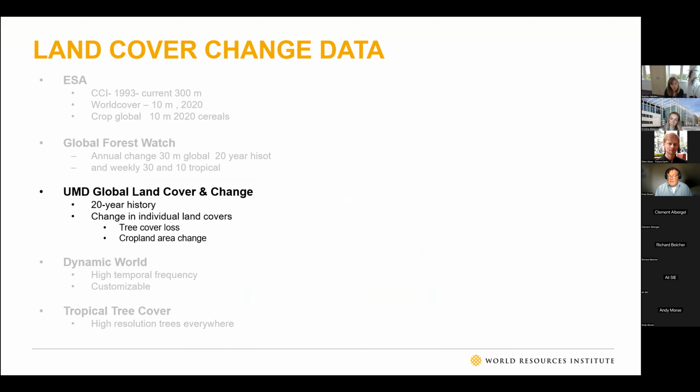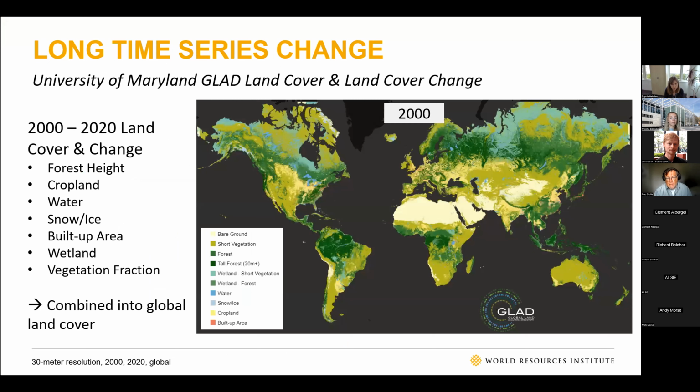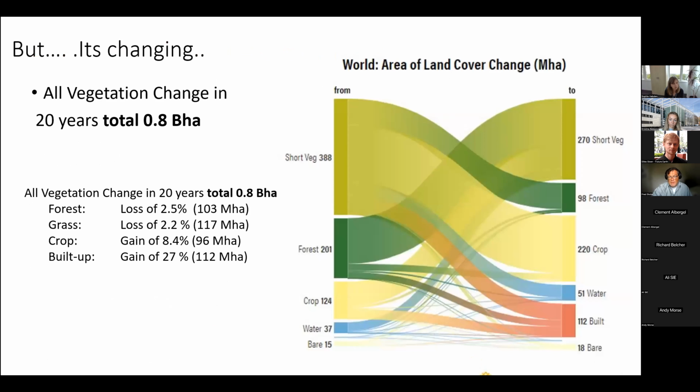Then another data set is again from the University of Maryland. We talked already about the GLAD lab, the land cover and land cover change data. Again, it's a 20-year history data set, and it has a lot of different data sets in it, as you see on the left side, and you can combine it into one big GLAD cover data set. Just to see a few of those data, this is 2020 and 2000, and you don't see much change at this global scale. Therefore I zoom in, to show the changes that have been there over 20 years. So 800 million hectares of area has changed.